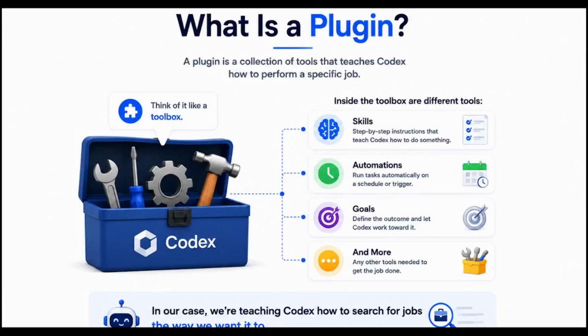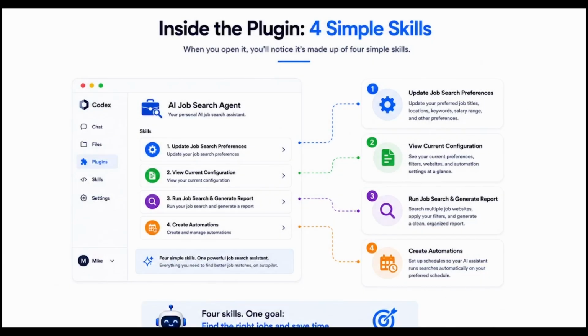Now that we pulled in our plugin, let's go into what a plugin is. The way I like to think of a plugin is kind of like a toolbox with a bunch of different tools in it. A plugin can have things like skills, automations, goals, and other different types of files inside of it. Inside of our AI job search toolbox, we have 4 skills, and 3 of them you'll find yourself using a lot.